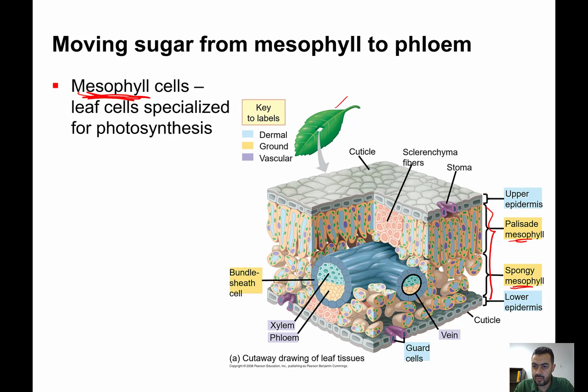It is covered by upper and lower layers of epidermis, and each one with cuticle and stomata and all these protective structures. Then we have the xylem and phloem, so the vascular tissue. So what we need to do, the first step, is to transport the sugar from the mesophyll to the xylem and phloem, and then once it is in the xylem and phloem, it is much easier to be transported to other parts of the plants.